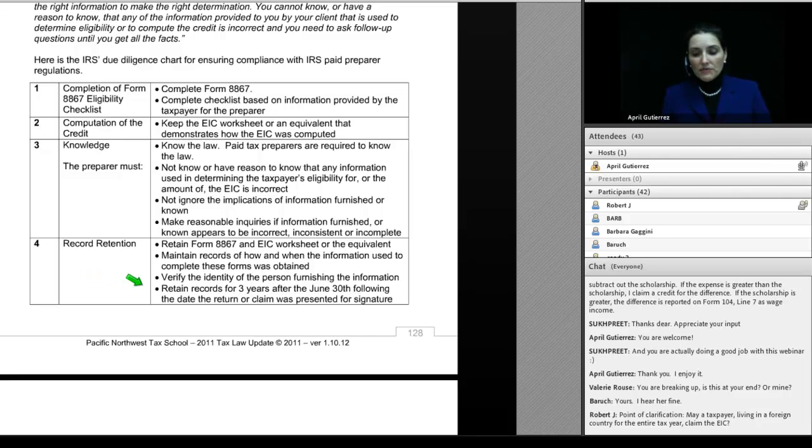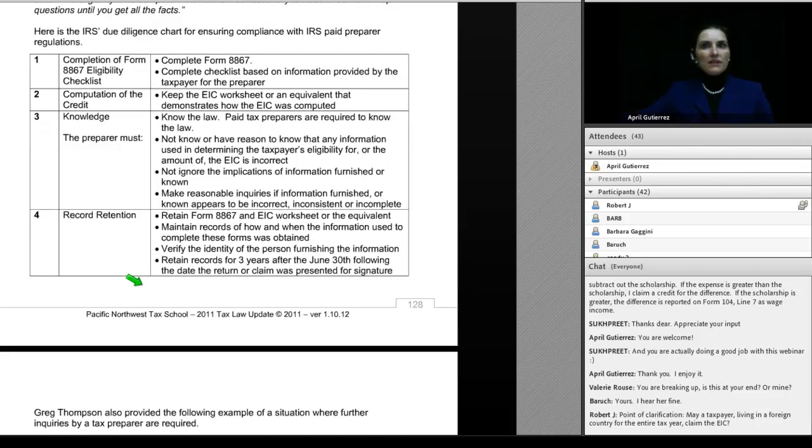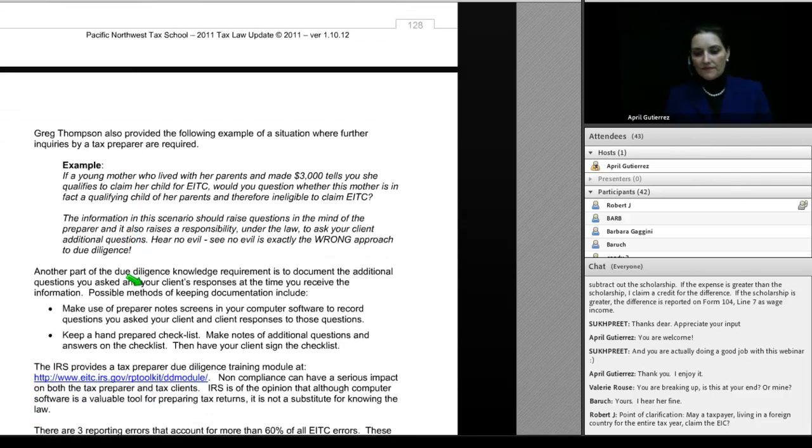And then finally, you need to retain records for 3 years after the June 30th following the date the return or claim was presented for signature. So if I prepare a tax return on February 12, 2012, June 30th, 2012, I've got to go all the way out past June 30th of 2015 to be at that 3-year point.